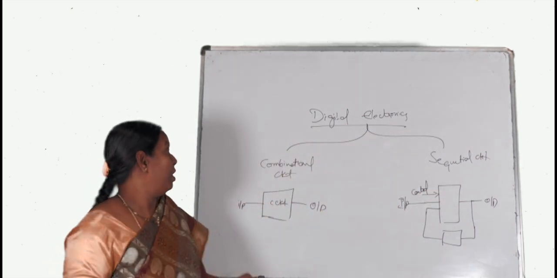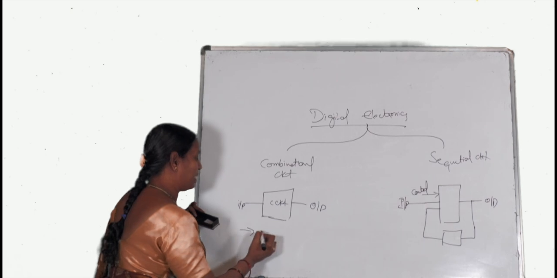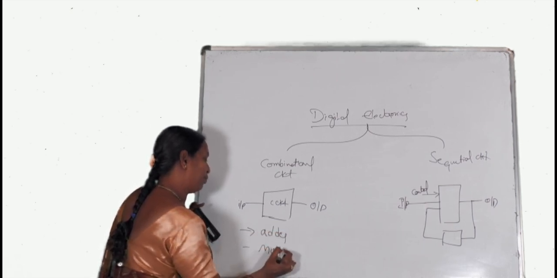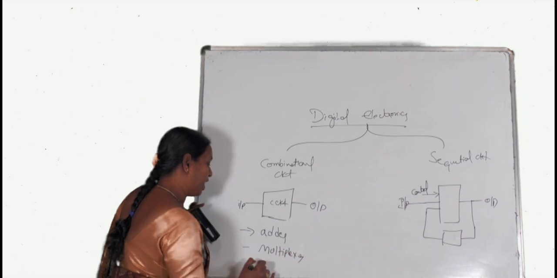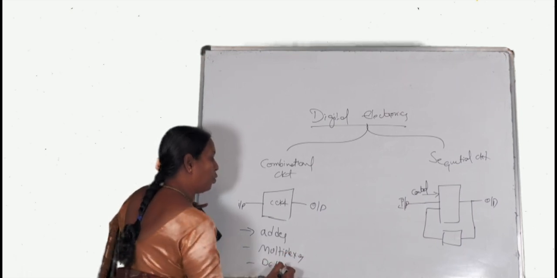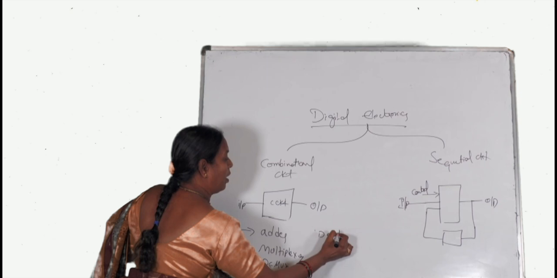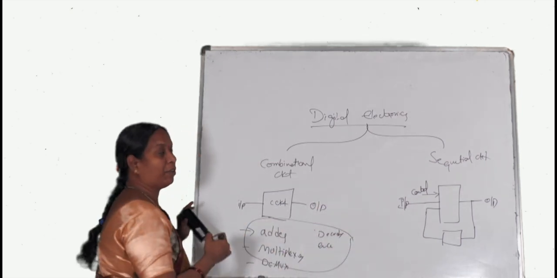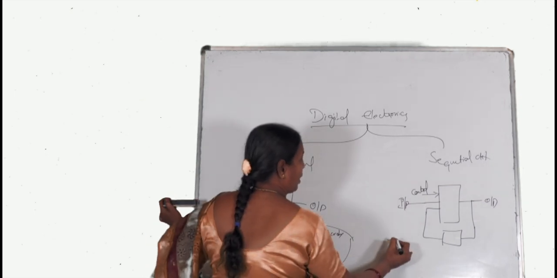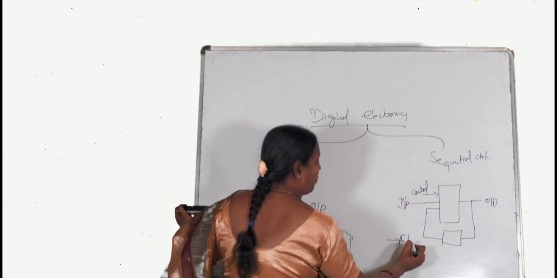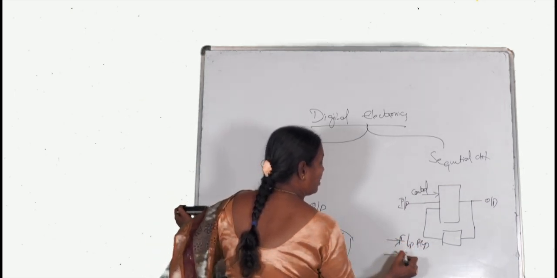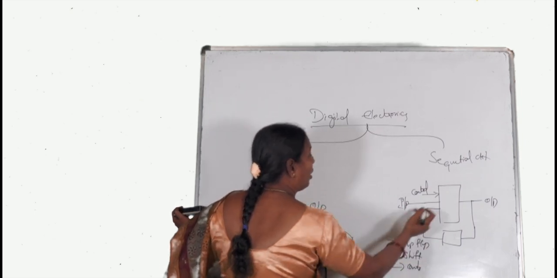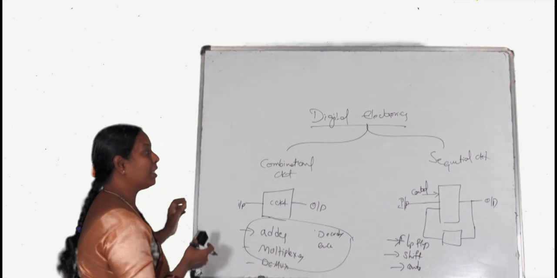For combinational circuits we have examples of adders, multiplexers, demux, decoder, and encoder. All of these come under combinational circuits. Whereas in sequential circuits we have flip-flops, shift registers, and counters. All of these come under sequential circuits.